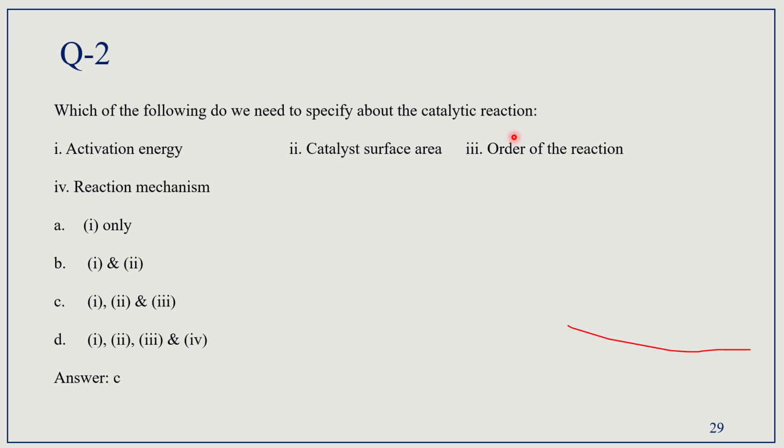We need to know only the overall things, like this is getting converted to that, what is the order of the reaction, what is the stoichiometric coefficient of that equation, and what is the activation energy, if any, for that particular thing. So the answer is 1, 2 and 3, that is activation energy, catalyst surface area and order of the reaction. So the answer to this question is option C. We'll go to question 3.